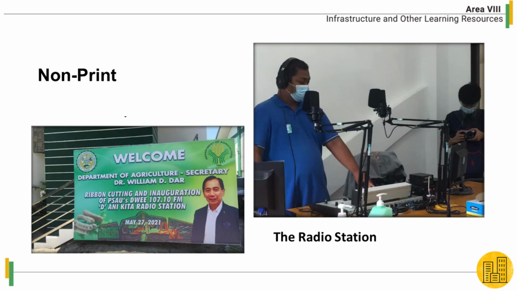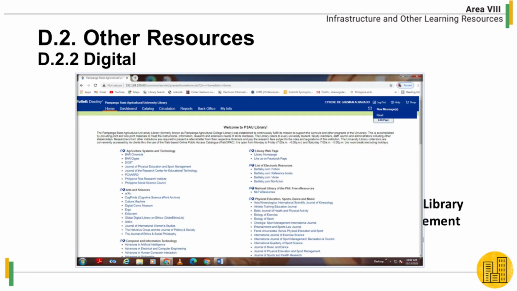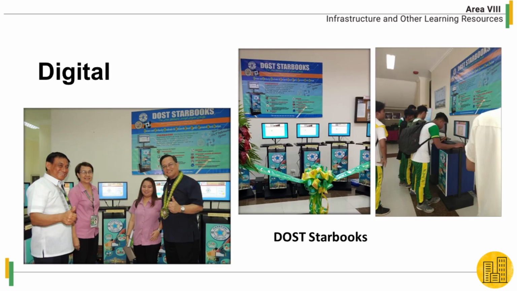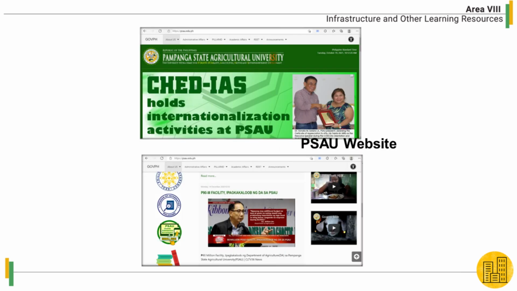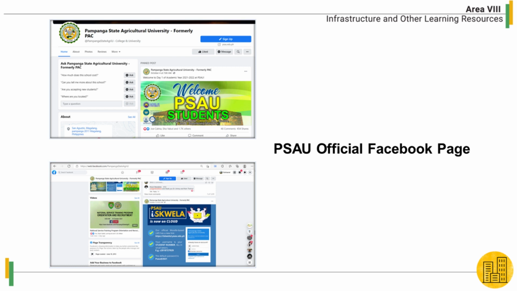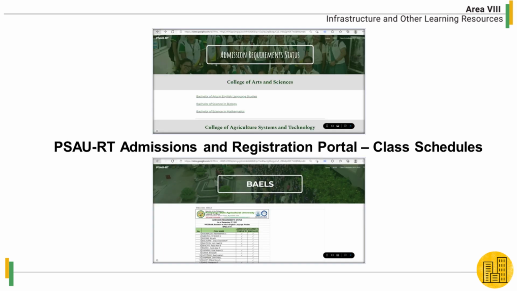The radio station DWEE 107.1 FM is utilized for information dissemination, especially for the extension programs of the university. The university library is online. During the pandemic, the library can be accessed by students via its online management system, especially through Audilaw and DOST Starbooks. The electronic resources of PSAU also help students in their academic-related activities and other stakeholders, such as the PSAU website, official Facebook page, and PSAU administration and registration portal.